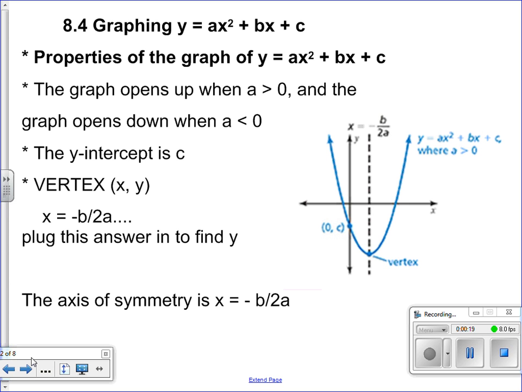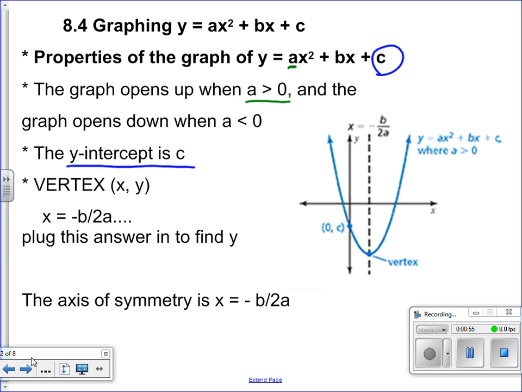The graph is going to open up if a is greater than 0. So a, the coefficient of x squared, if that's greater than 0, just like the other graphs we've been dealing with, it's going to open upward. And if a is less than 0, the graph is going to open down. The y-intercept is c. So where along the y-axis the graph is going to go through is going to be at c.